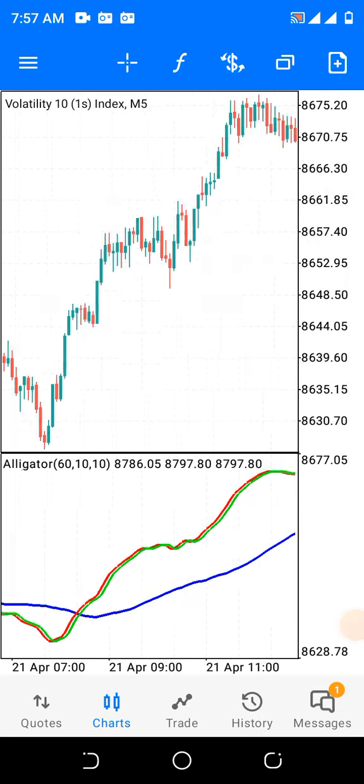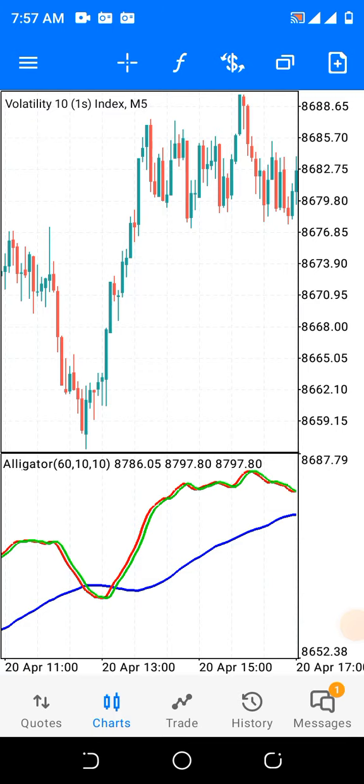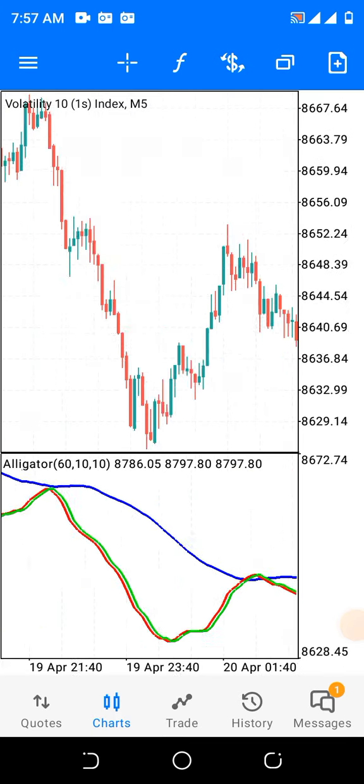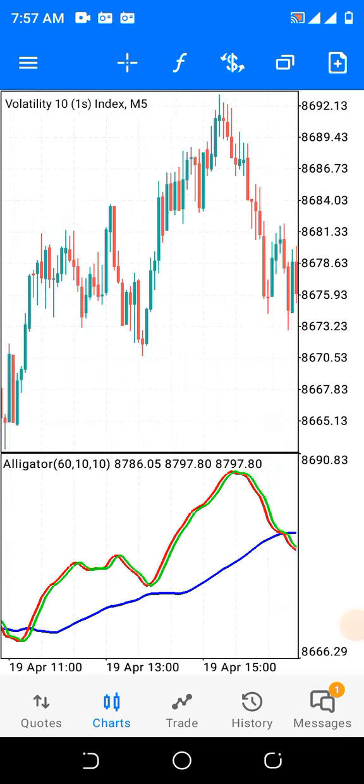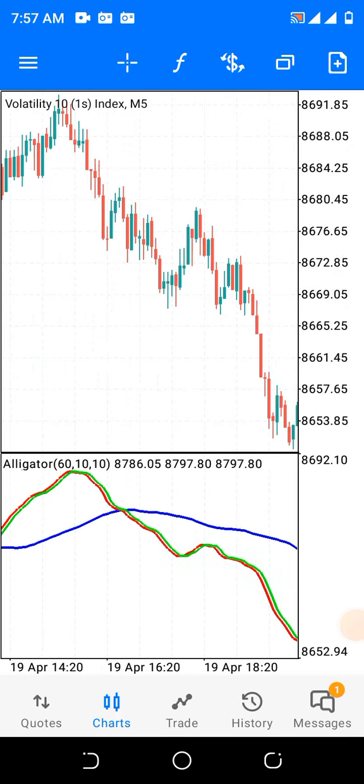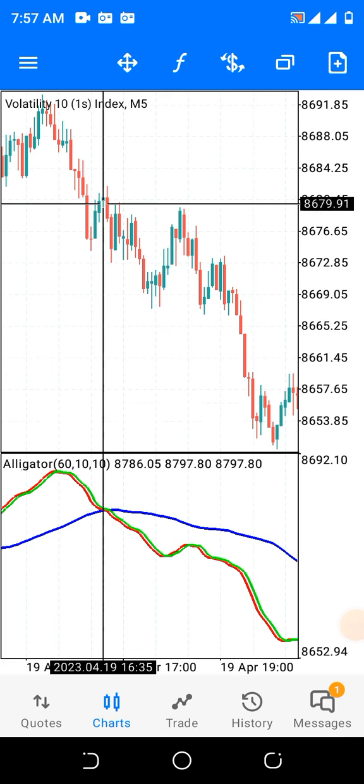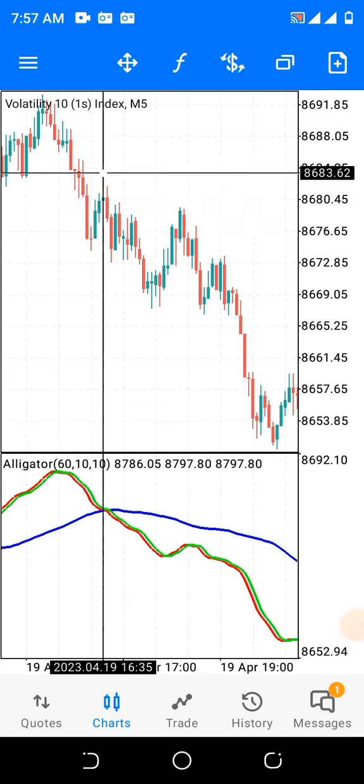Back to our charts. Now this is what our chart looks like. Pay attention. Let me explain how to make use of this indicator and record massive profit. Like I said, with this indicator, you will know where to place your stop loss and where to make your entry. On the Alligator indicator, you see 3 lines: green, red, and blue. Where the red and green lines cross the blue line, that is where you make your entry.